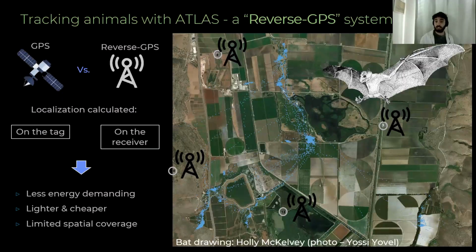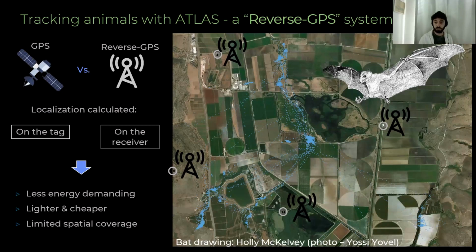Okay, so starting off with the Atlas tracking system. What you're seeing here on the map is basically one night's worth of movement of one single bat that we tracked, in this case, every 8 seconds. And this is possible thanks to a very unique system that works very similar to how GPS works, only that instead of the tag communicating with a satellite in space, or several satellites, it communicates with an array of antennas that are spread around the study area.